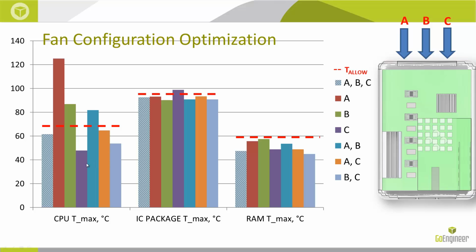But then there are vortices around other areas that make C by itself not ideal, because now the IC packages are on the opposite side. They're not cool enough. If we look at the RAM chips, it looks like they're okay with any of the different options. It kind of looks like B and C by themselves can sometimes be better than all three fans. That's blue. A little bit lower. It's close on the RAM packages, but it almost looks like B and C is better.